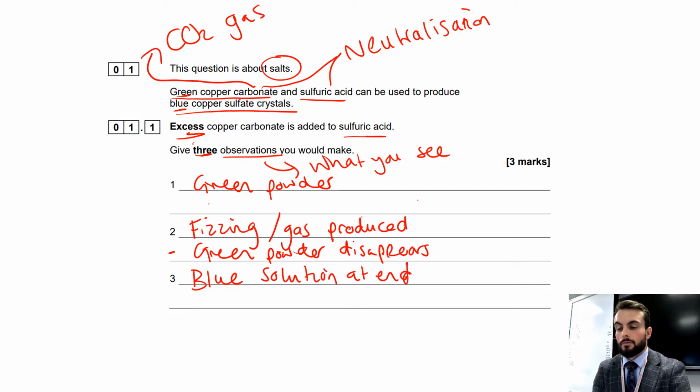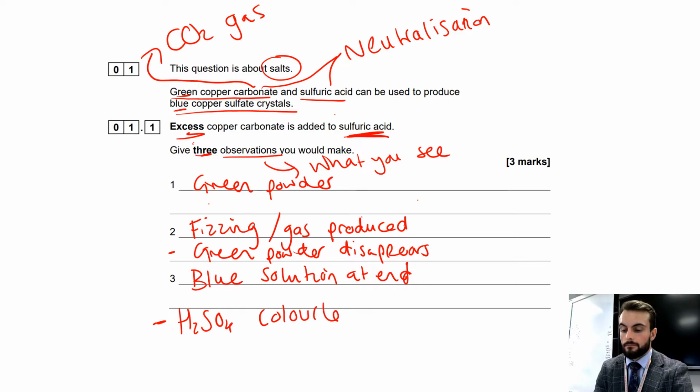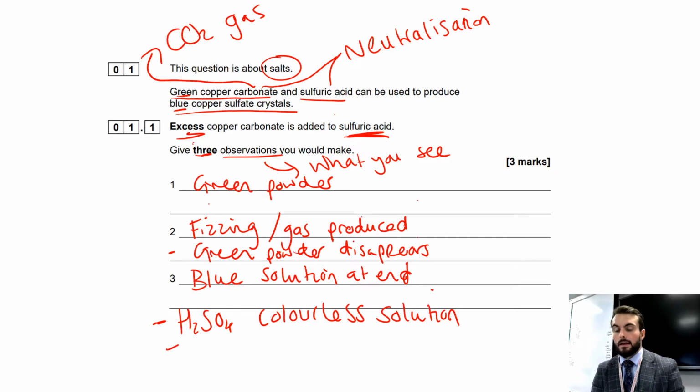You could also mention, what does sulfuric acid look like? Well, sulfuric acid is a colourless solution, has no colour. We could say at the end it stops fizzing. So the reaction's finished, the fizzing has ended, all of the copper carbonate is gone, and that's pretty much it. You don't need all of those. All you need is 3 of those points to get all 3 marks. They're just all of the possible things that you could have said. You're just saying what you see before it, what you see during, what you see after, and that's it.